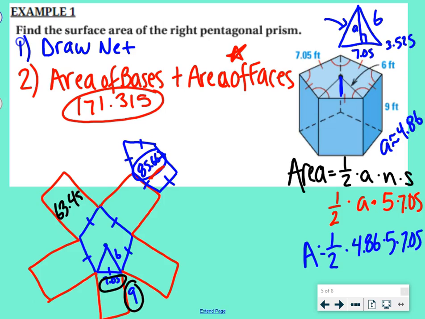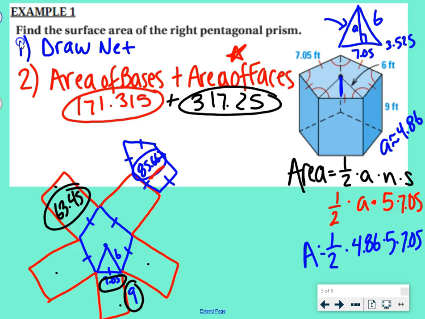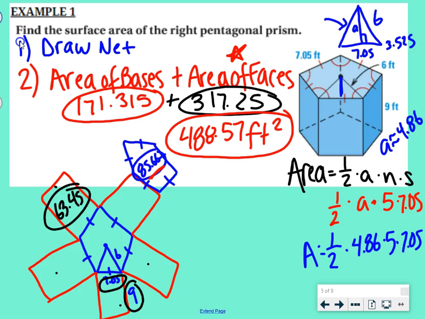So again, I want to write that inside, circle it, so then I know that each of those rectangles is 63.45. I have 1, 2, 3, 4, 5 rectangles. So I'm going to multiply that by 5. And I'm going to get 317.25. All I have to do is just add those together, and I'm going to get the surface area of this pentagonal prism. So when you add those together, you get 488.57. It does need units, which is feet squared. Area is squared measurements. It's a surface area, so feet squared.